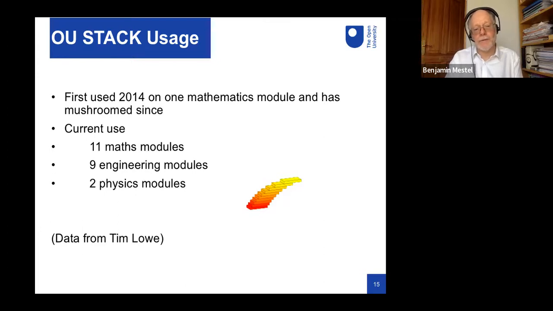But it was first used in 2014, and I'm grateful to Tim Lowe for providing me with these slides and this data. But it's mushroomed since then. We currently use Stack in 11 of our mathematics modules and 9 engineering modules, but only 2 of the physics modules. So about 20 modules of our university use Stack. I'm not talking about e-assessment generally, that's much more widely used, but Stack itself is used in about 20 of our modules.